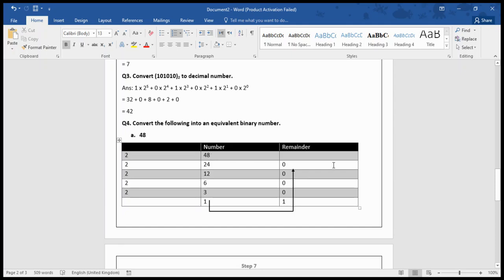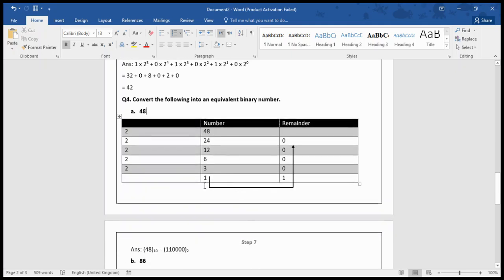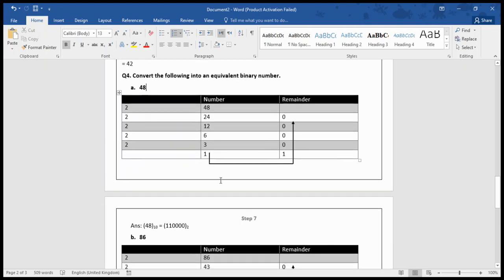You have to note down the remainder. After that, again dividing by 2, 12 times 2 is 24, with 0 remainder again. And at the last, we have 2, 1 times 2, and the remainder is 1. Now, how do we write the number in binary? We have to read the sequence from bottom to top, like this: 110000, because a binary number is a combination of zeros and ones.